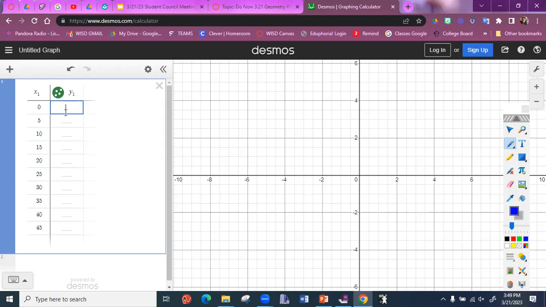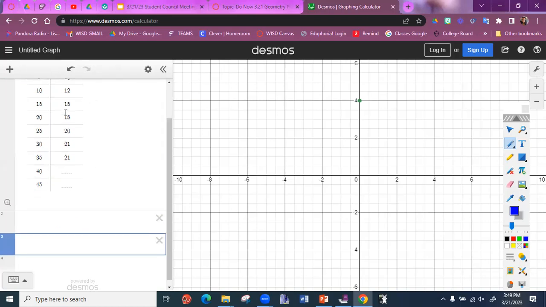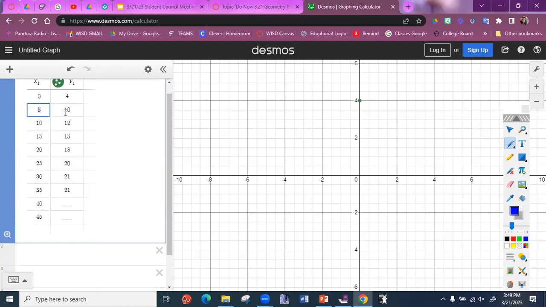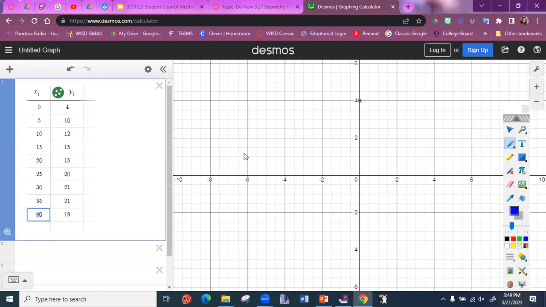So now I'm going to add my y values. 4, 10, 12, 15, 18, 20, 21, 21. I skipped something. How do you do that so fast? I'm typing. 4, 10, 12, 15. Oh, I have an extra row. 19, and I need to delete 45. All right. Okay. So all of my things are in.